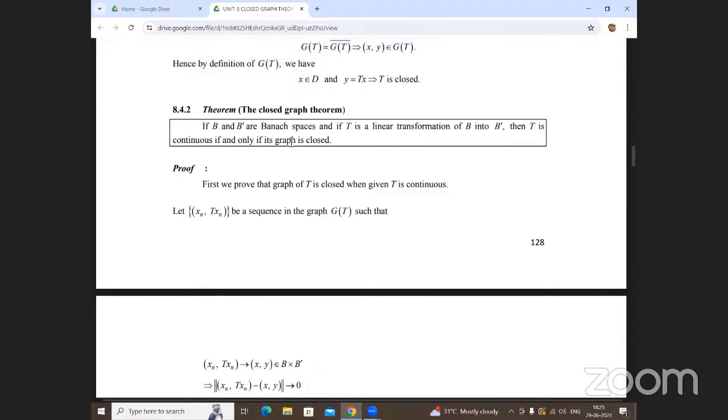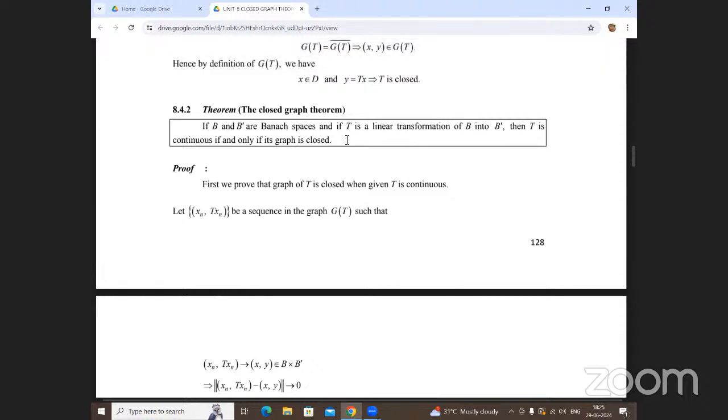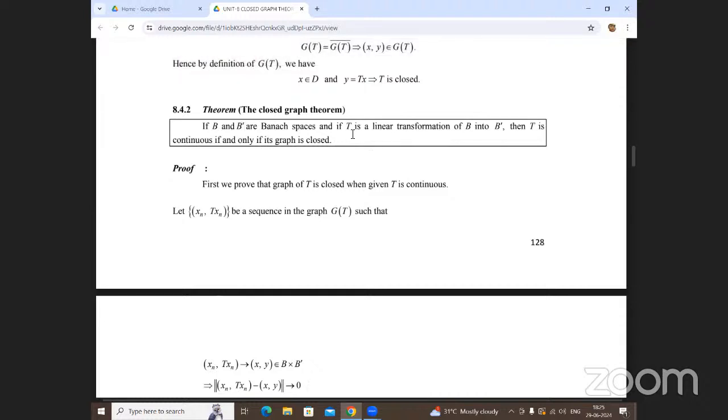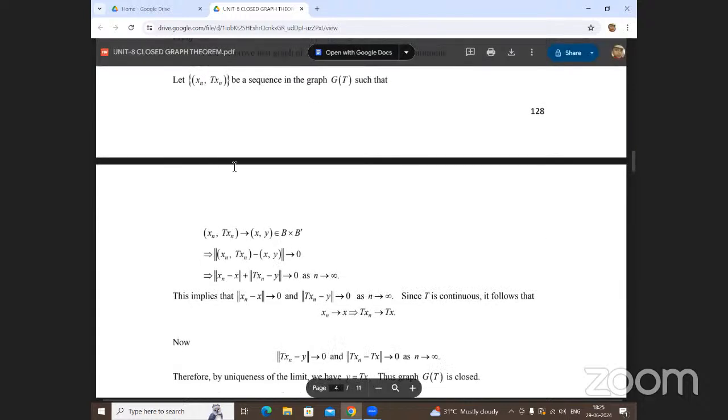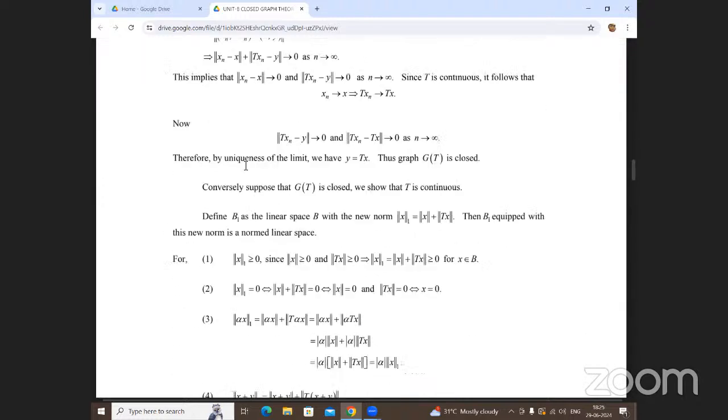So B and B dash are Banach spaces. T is a linear transformation of B into B dash. T is continuous means, when it is a closed linear transformation between Banach spaces, B into B dash, and the map is also continuous, then the graph is closed. And the second way: when the graph is closed, then the transformation is continuous. So there are two parts in the above theorem, and the same proof is produced here.